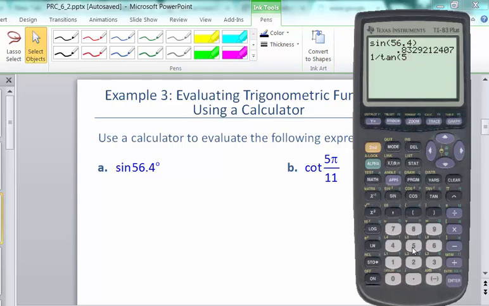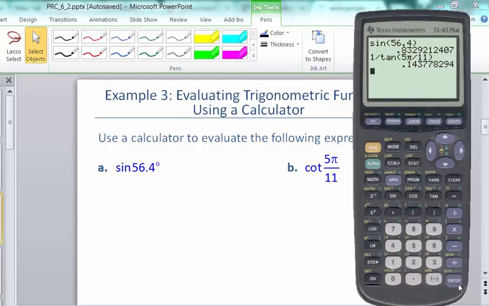We'll type in 5. We'll get our pi, which is going to be accessed through the second key. So second and the pi, divided by 11. And close your parenthesis. Pressing enter gives us our answer of 0.1438.